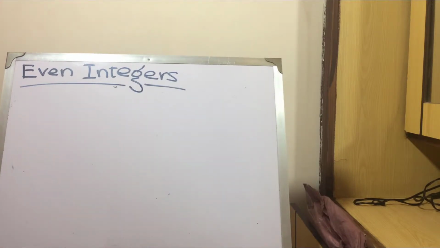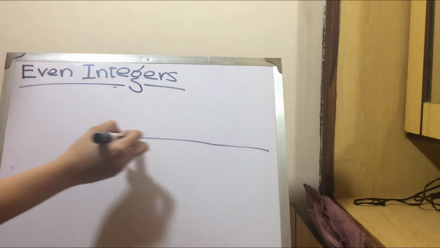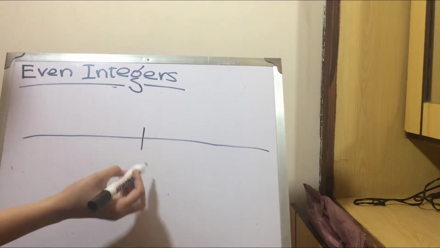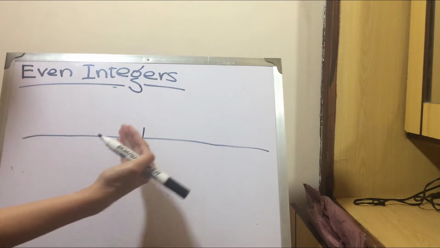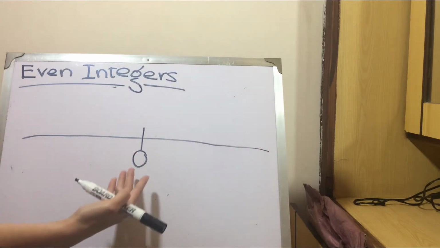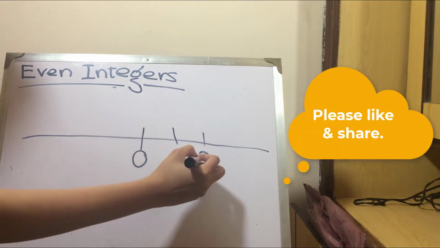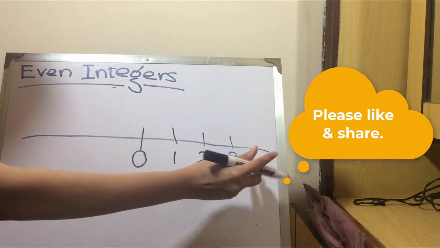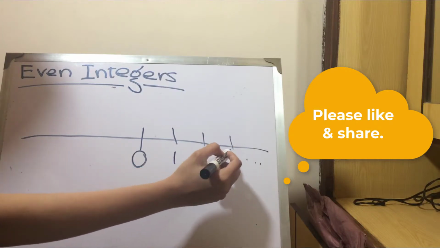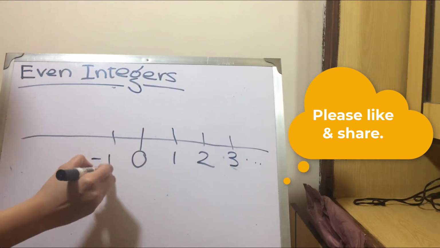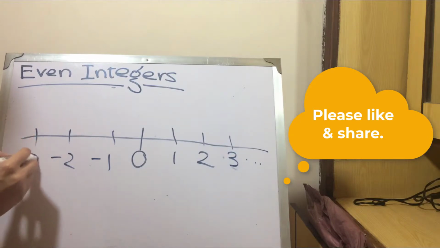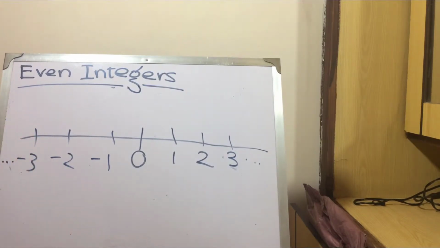Now I am going to draw a number line where I will highlight the even integers. I will only highlight even integers. On the number line, the middle one is always 0, and the positive numbers are on the right side and the negative numbers on the left side. So 0, 1, 2, 3 and so on. On the left side are negative numbers, -1, -2, -3 and so on. So I am going to highlight even integers.